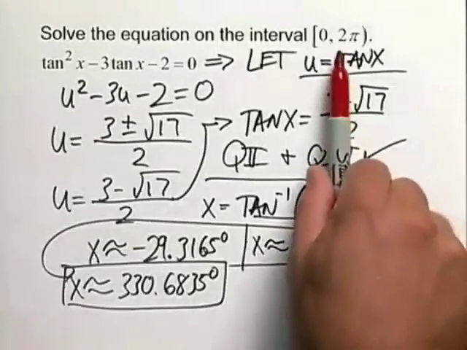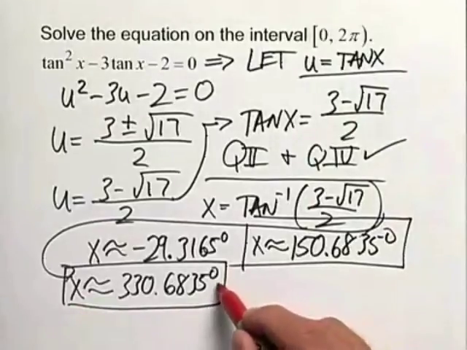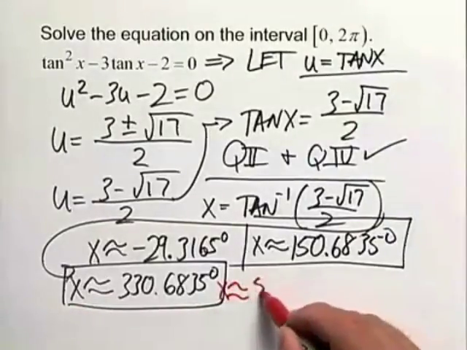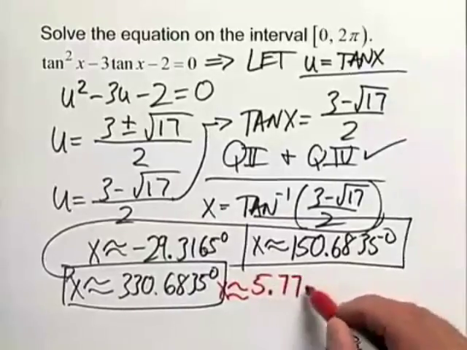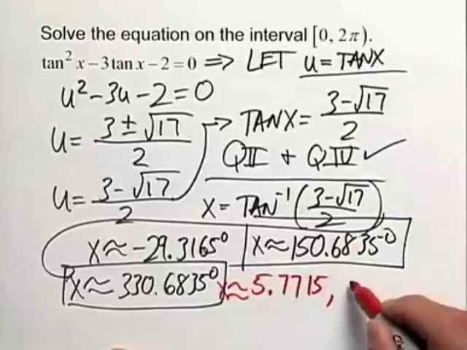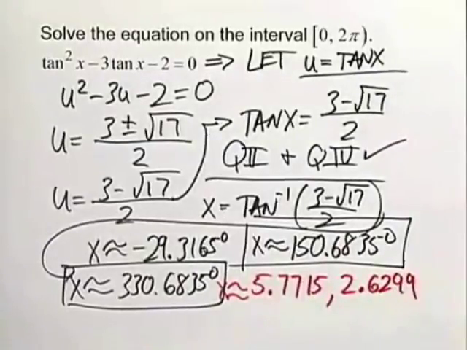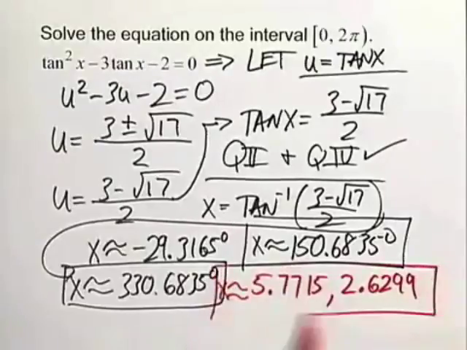But our solution has to be in terms of radians. So we need to multiply each of these by pi over 180. For our first solution, we get an approximate radian solution of 5.7715. And for the other case, we get 2.6299 radians. And so there are our two solutions in terms of the negative case.